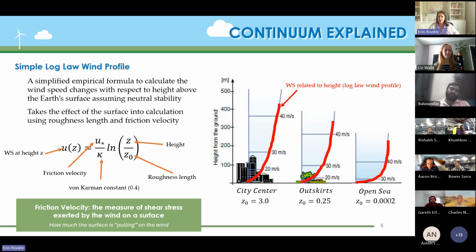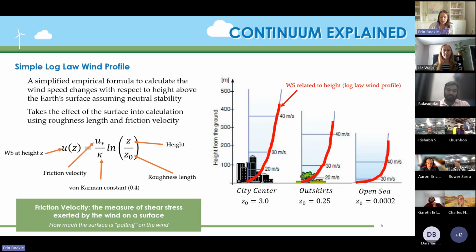So here's our simplified log law equation. We have our wind speed at a specific height z. So we're trying to see what our wind speed at height z is going to be equal to this u star, which is our friction velocity. So friction velocity is just the measure of shear stress that's exerted on the wind by a surface. So how much the surface is pulling on the wind.